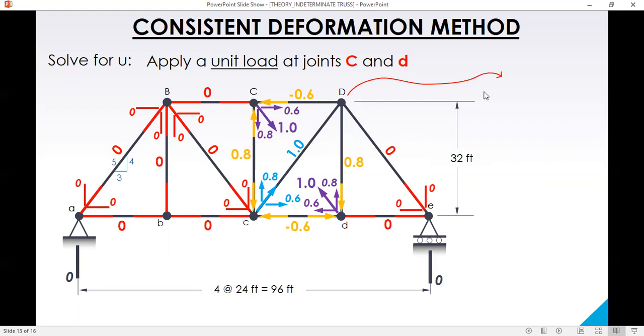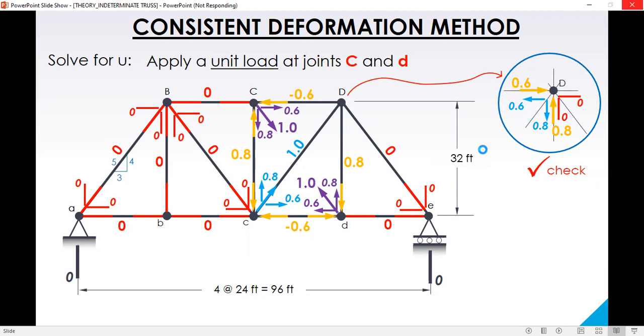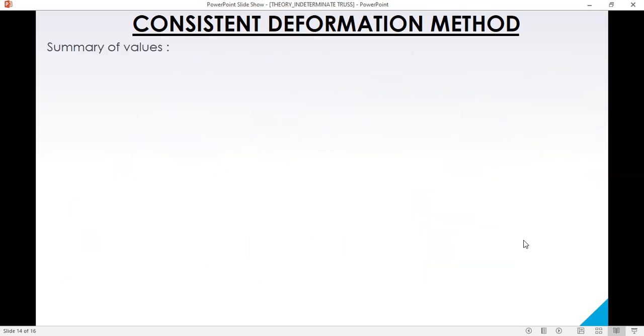So, if we check joint B, 0, 0.6 compression. This one is 0.8 compression. And this member is tensile. So check horizontal forces, balance, vertical forces, balance also. Okay, so after this, construct a table.